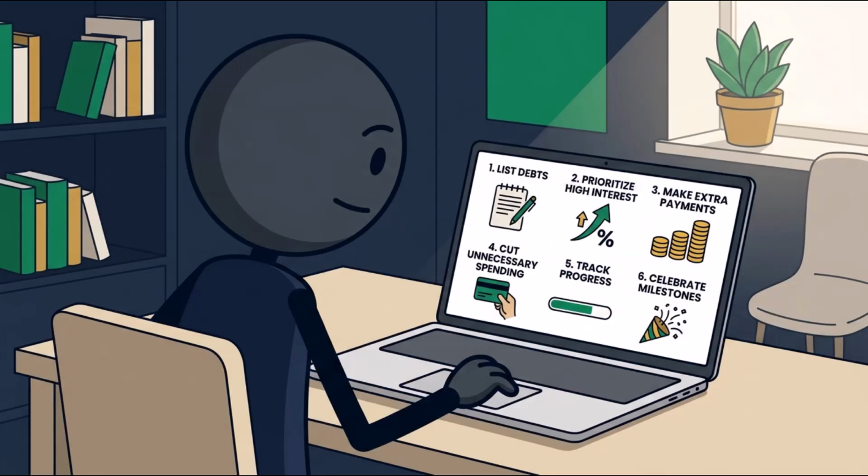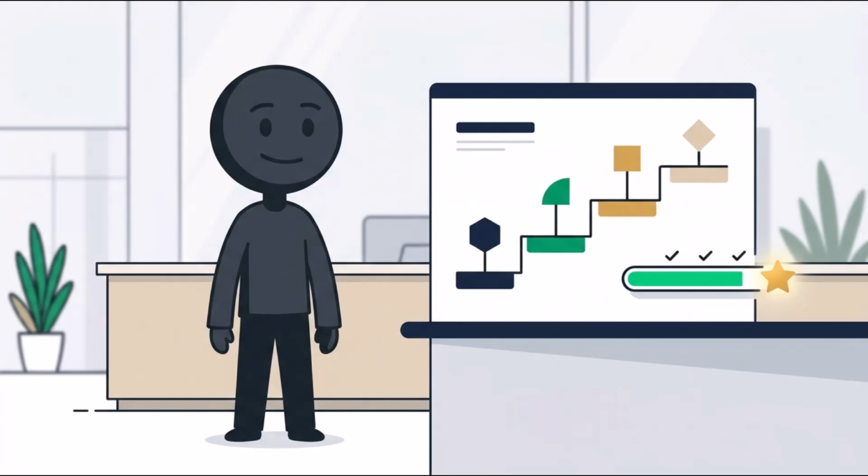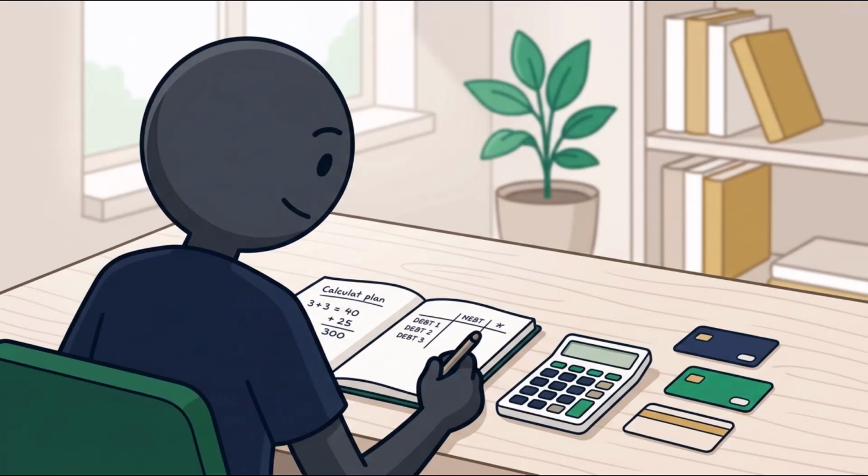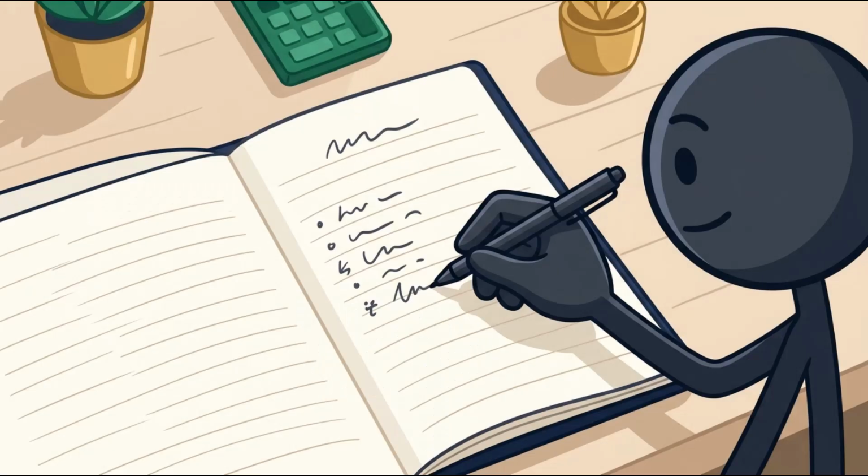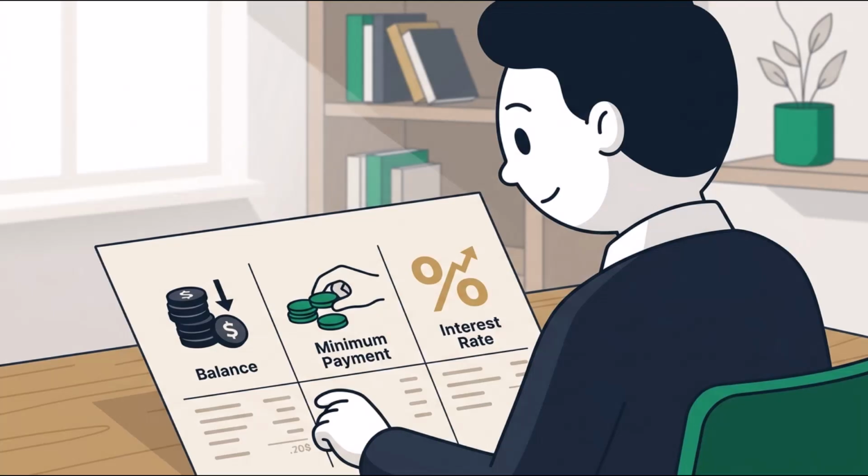In the next section, we'll turn the method into a simple step-by-step plan and look at how to stay motivated while using it. Here is how to build your own debt avalanche plan. First, list every debt you want to pay off. Write down the current balance, minimum payment, and annual interest rate for each one.